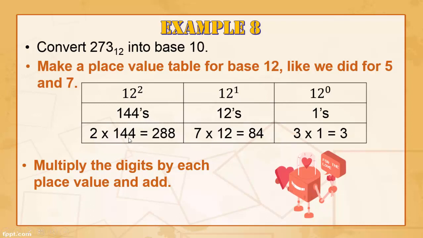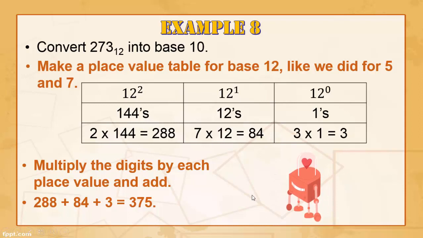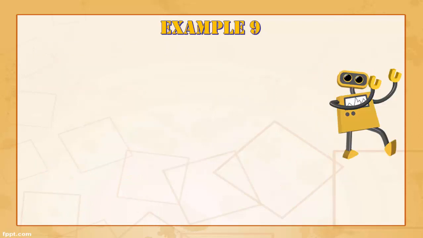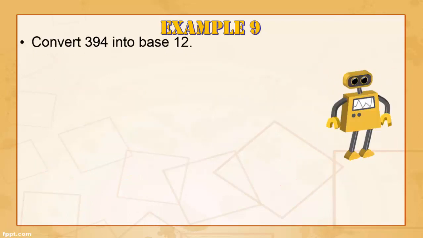And 2 times 144 gives us 288. 7 times 12 gives us 84. And 3 times 1 gives us 3. And then we add all of those up. And that's how we would get 375. In example number 9, we're asked to convert 394 into base 12.